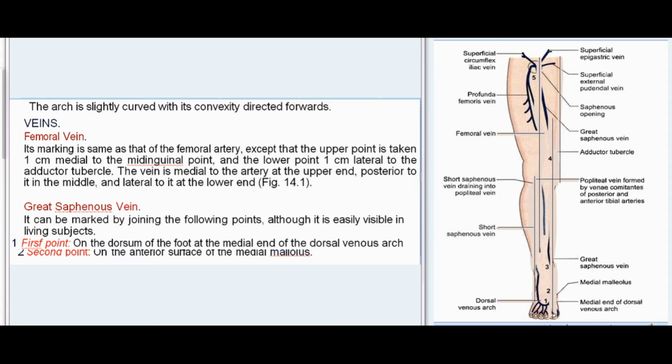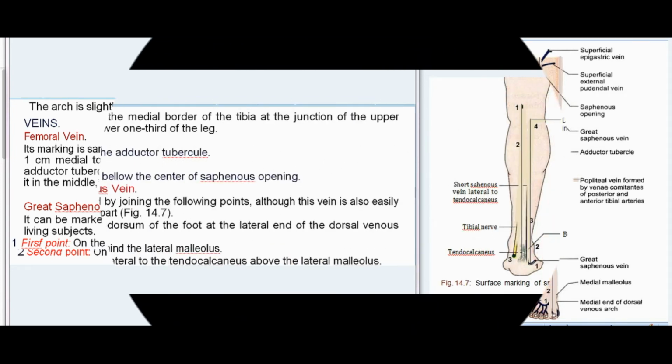Great saphenous vein. It can be marked by joining the following points, although it is easily visible in living subjects. 1. First point, on the dorsum of the foot at the medial end of the dorsal venous arch. 2. Second point, on the anterior surface of the medial malleolus. 3.